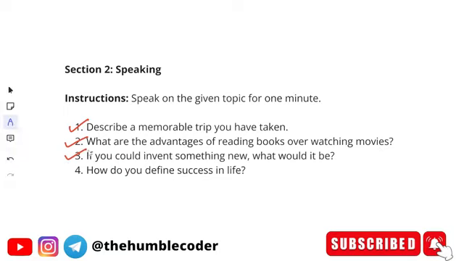If you could invent something new, what would it be? Okay, so I'm going to speak on this topic now. I would invent a device that translates animal sound into human language. This would help us understand what animals feel and need, improving their care and protection. It could be useful for pet owners, veterinarians, and even wildlife conservationists. So in this way, guys, you can speak on this topic. Let's move on to the next question.